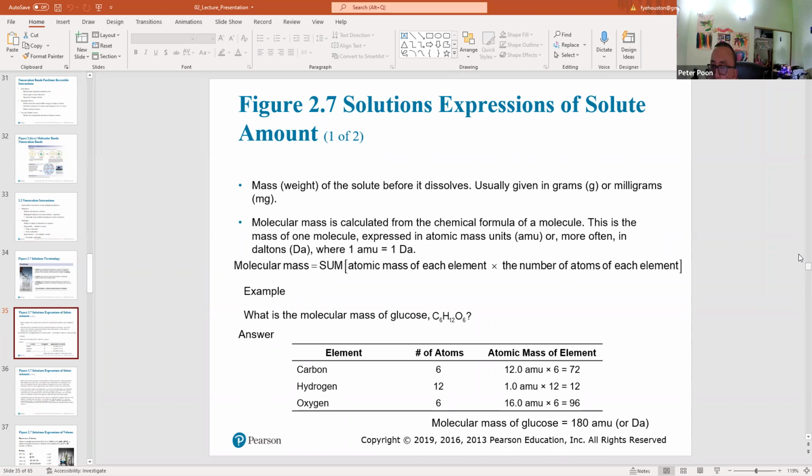So the molecular mass of H2O, for example, a really simple molecule. The mass of oxygen is 16. The mass of hydrogen is 1, and there are 2 of them. So 1 plus 1, plus 16, means the molecular mass of water is 18.